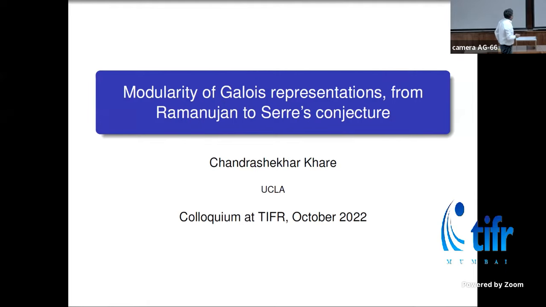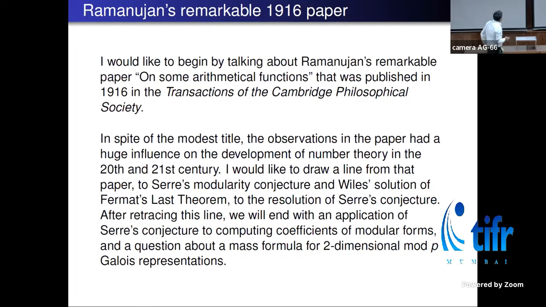All right, anyway, so this is something about Serre's conjecture and the relation to the Ramanujan tau function. So I'm going to draw a line between this old paper of Ramanujan in 1916 called "On some arithmetical functions." It was published in 1916, and it had a remarkable influence on the development of number theory across the 20th century.